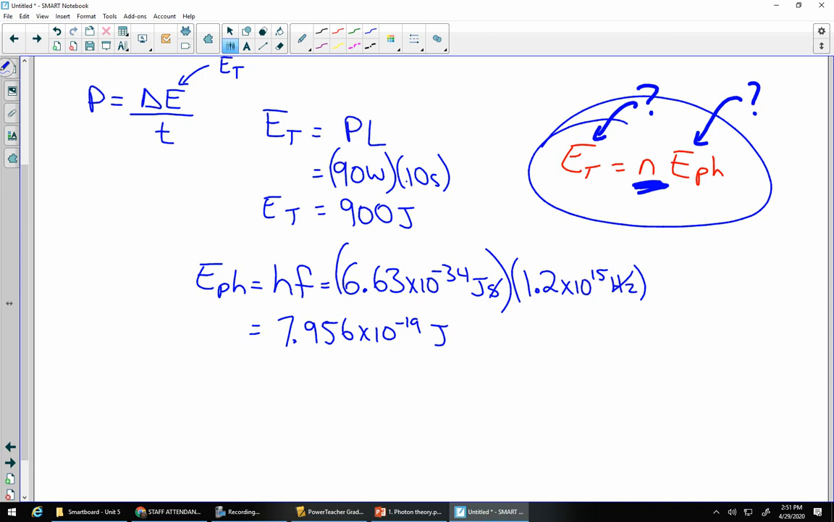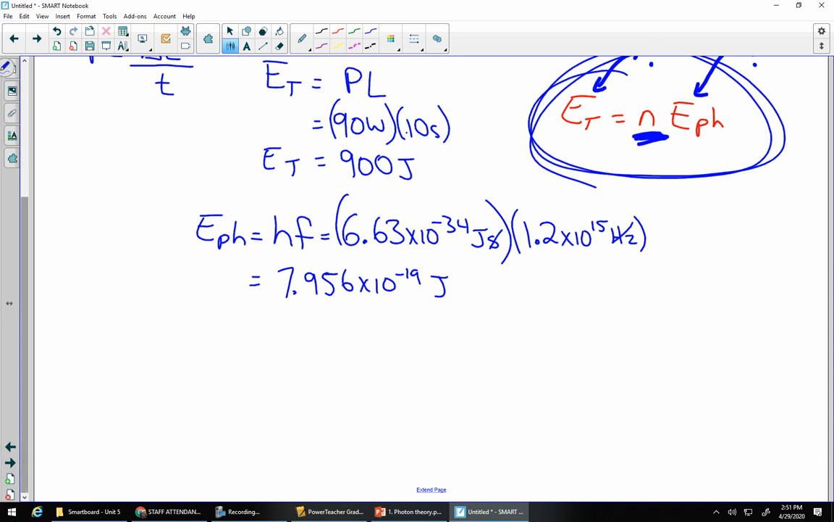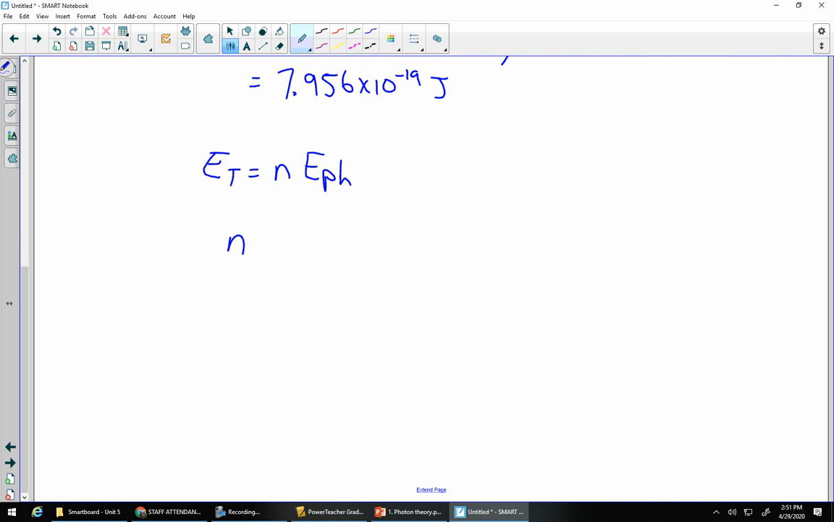I think it's time to come back to this red formula. I'm just going to do it below so it's a little bit neater. Okay, I got the right felt pen. So last step here, the total energy is equal to the number of photons multiplied by the energy of each photon. So we want the number of photons, that's going to be equal to our total energy divided by the energy for each photon. So I got to get those numbers back here. That's 900 joules divided by the number that I got right up top there, 7.956 times 10 to the negative 19 joules.